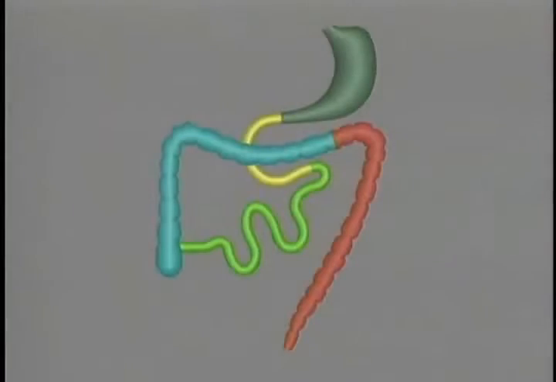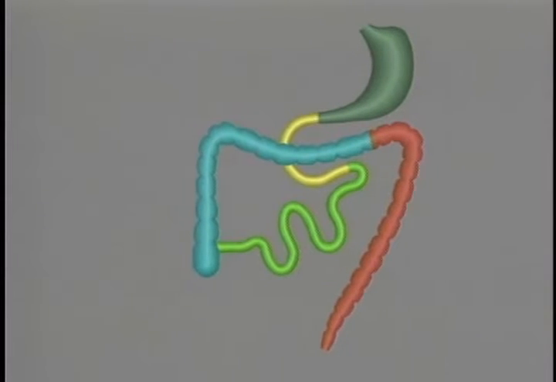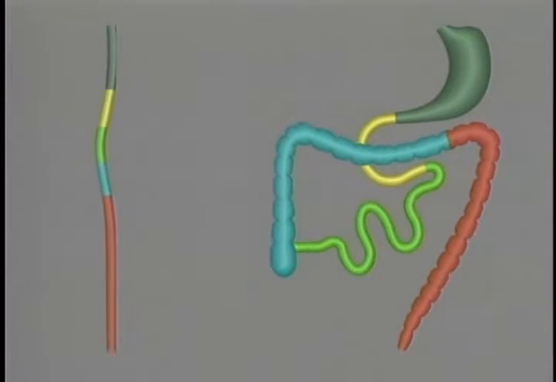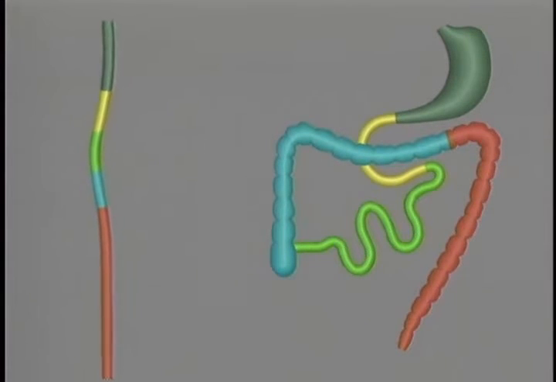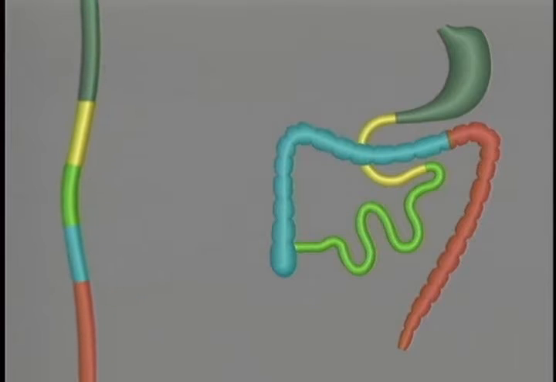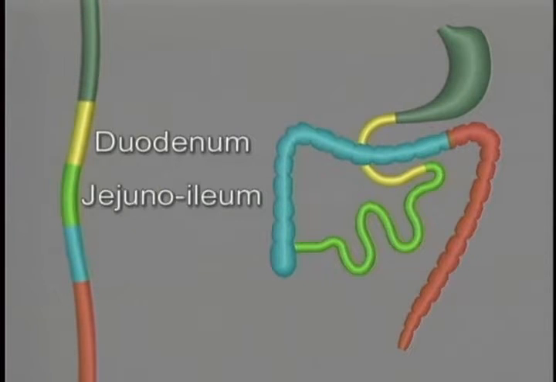To understand how that happens, we'll look at another extremely simplified animation. The GI tract, which ends up like this, starts out as a straight tube consisting of the foregut, the hindgut, and the midgut. The midgut will become most of the duodenum, the jejunal-ileum, and the proximal colon.